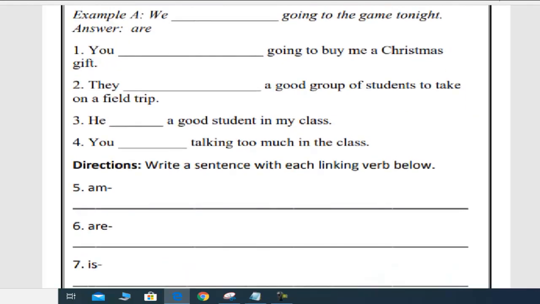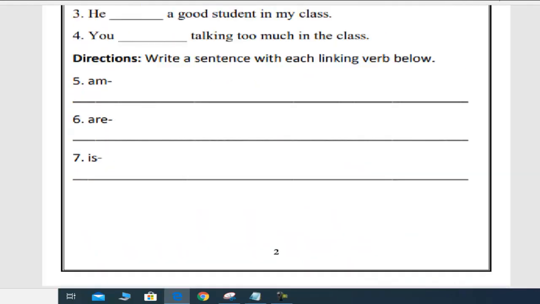Write a sentence with each linking verb below. I would like you to pause the video for a minute and try to put these linking verbs in sentences of your own. Okay, so the first one, it will be, for example, I'm not interested in participating in the show. Number 6 are, the teachers are recording the lessons. Number 7 is, the team is ready for tomorrow's competition.